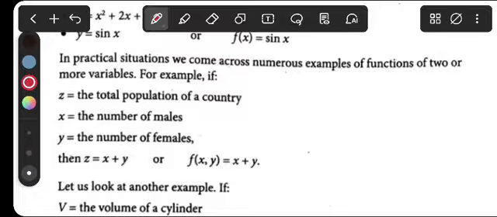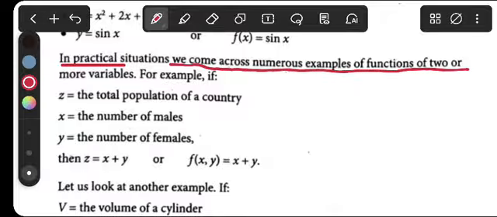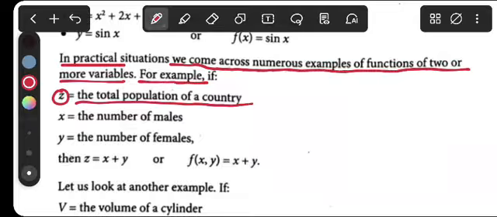Okay, let's check here. It says that in practical situations, we come across numerous examples of functions of two or more variables. For example, here we've been given Z, the total population of a country, X, the number of males, Y, the number of females. As you can check here, we have one, two, two variables, right?